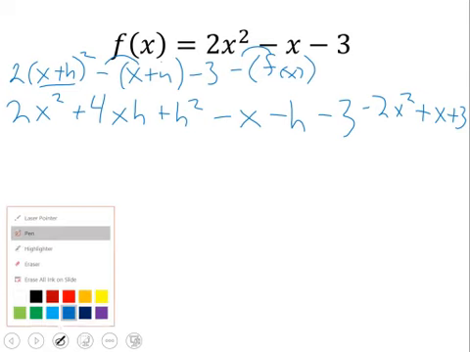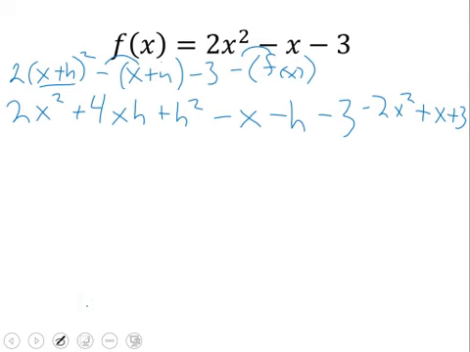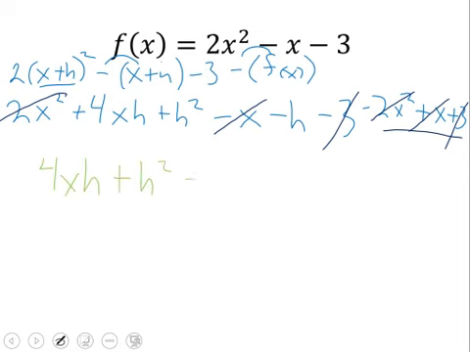And now we want to go through and simplify. Now the one thing that you should notice with this when we simplify it is that these right here should always disappear. You see they always match up. They're always opposite signs with another one. So you see they always disappear, leaving us with just our answer of 4xh plus h squared minus h.